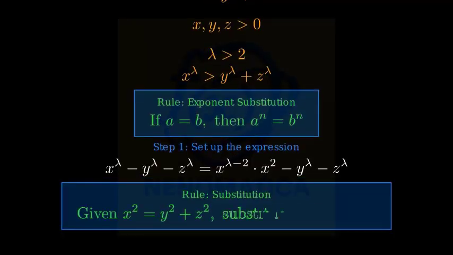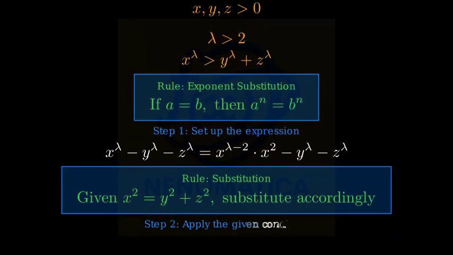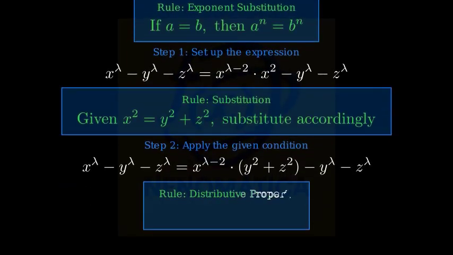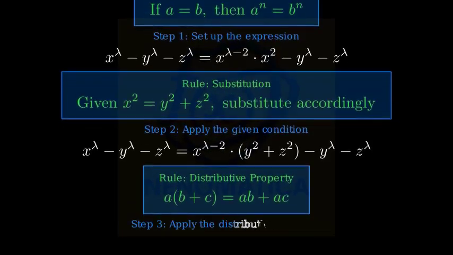Now, we know from our given conditions that x squared equals y squared plus c squared, so we can substitute this into our equation. This gives us x to the power lambda minus y to the power lambda minus c to the power lambda equals x to the power lambda minus 2 multiplied by the quantity y squared plus c squared, minus y to the power lambda minus c to the power lambda. In the next step, we'll distribute x to the power lambda minus 2.